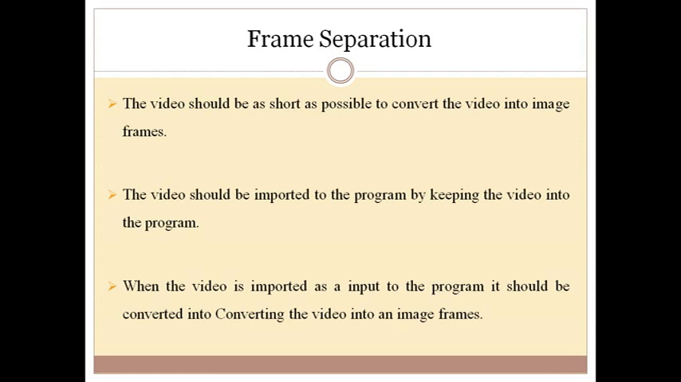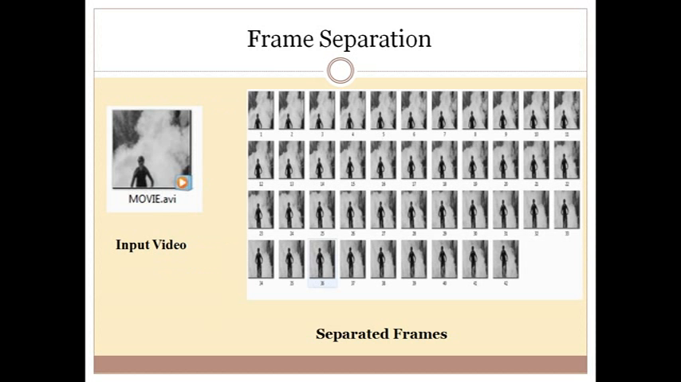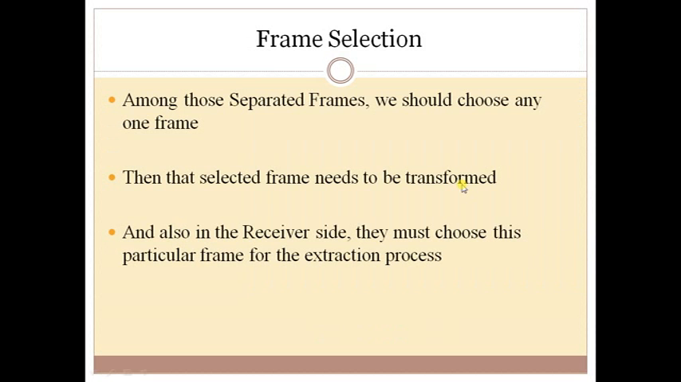So our input video is to be converted into separated frames. Deinterlacing algorithm is used for frame separation. After the separation of frames of video, frames will be like this. In the separated frames, we should choose any one frame as cover image. Then the selected frame is to be transformed.